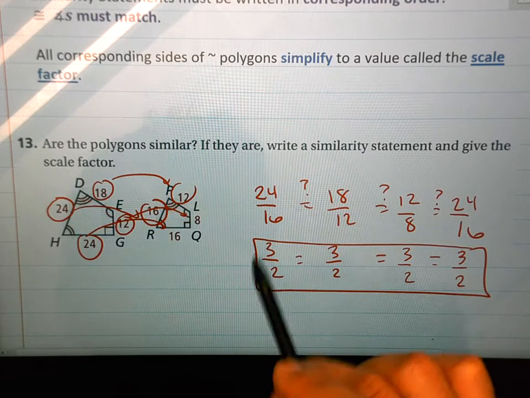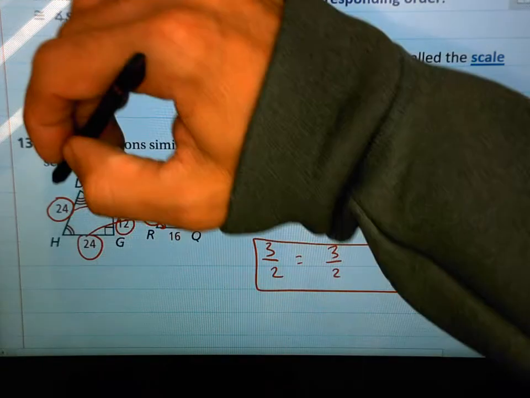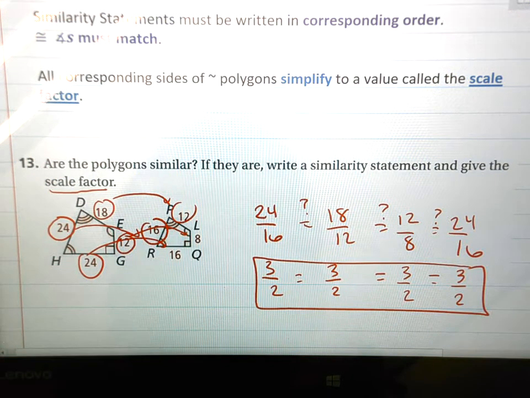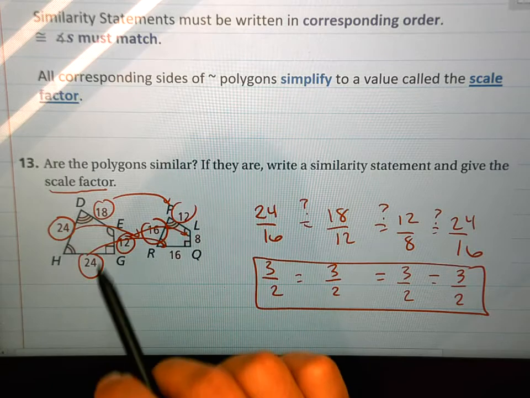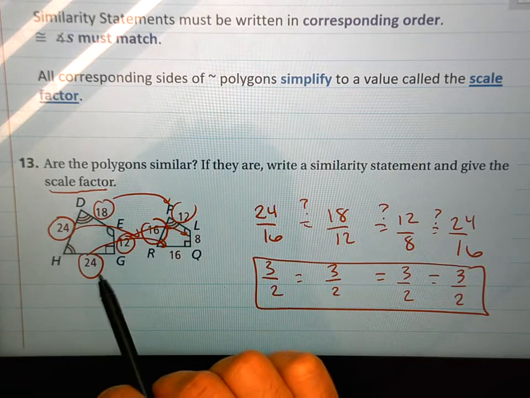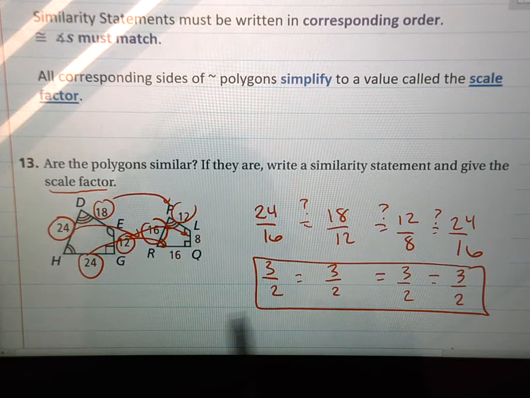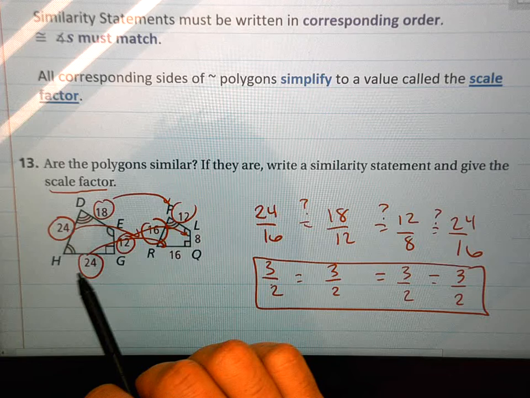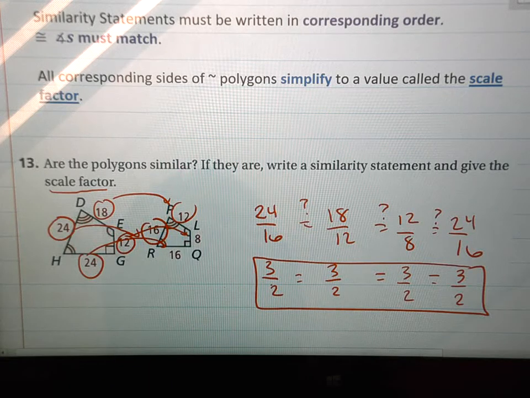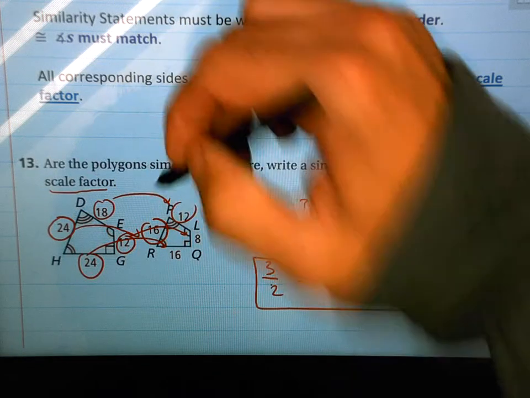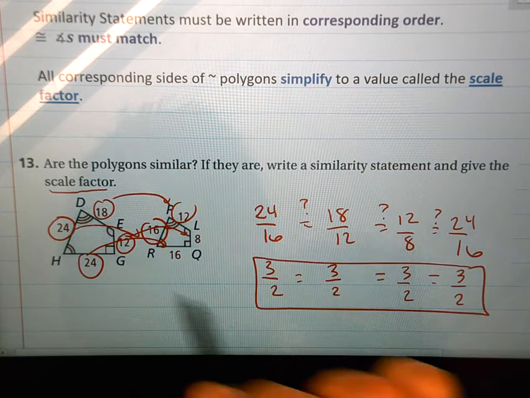What this scale factor is actually answers our question right here. The scale factor is that the left polygon is 3 halves as big as the right polygon. It is 1.5 times bigger than that one, if I change that to a decimal. That's what the scale factor is. Okay, so let's answer these questions. Are the polygons similar? Are they proportional? Are all the angles the same?